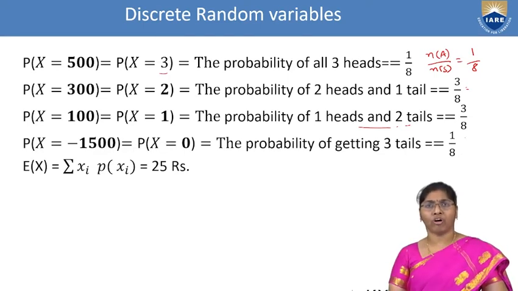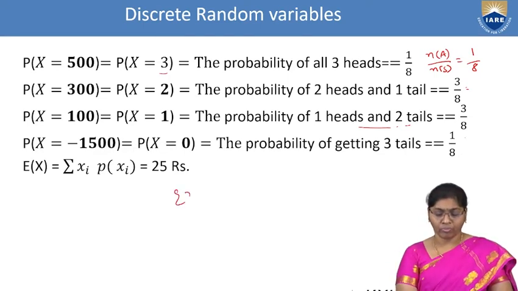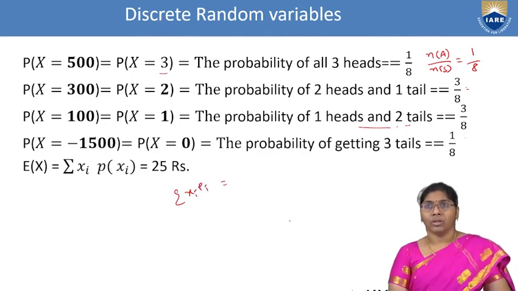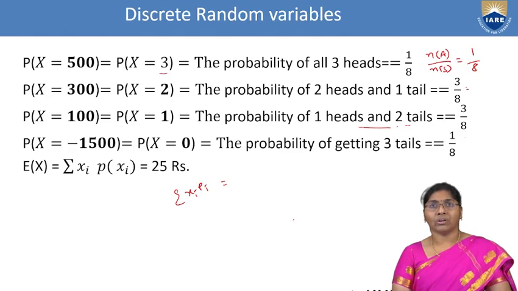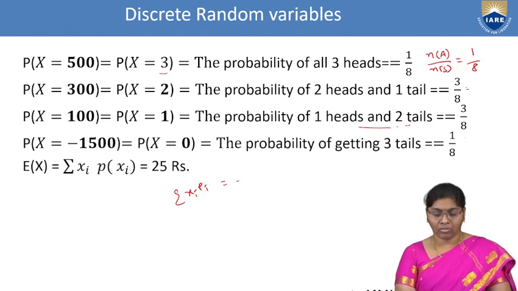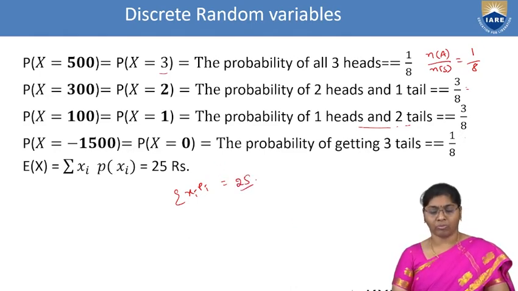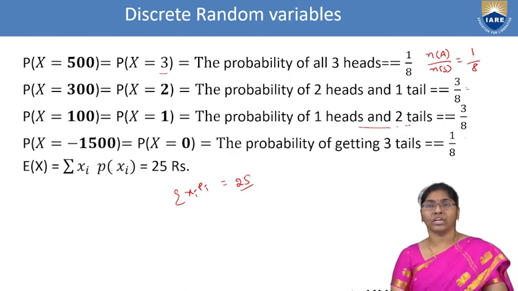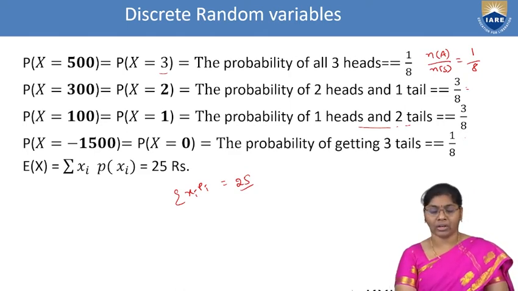Then the expectation formula is E of x equals summation of xi into pi. We calculate the total and get the answer 25. That is simply 25 rupees. The calculation means 3 into 1 by 8, 2 into 3 by 8, 1 into 1 by 8. Like this we are calculating. The total amount is 25 rupees.